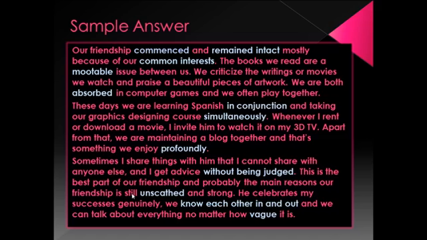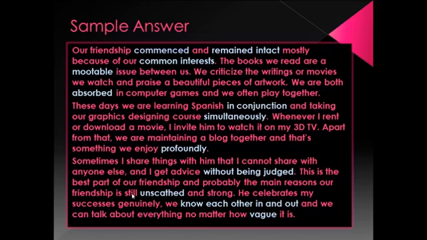So Stuart is definitely not judgmental, and that is the reason this person can share anything and everything with him. This is the best part of our friendship, and probably the main reason our friendship is still unscathed and strong. Unscathed, very good word. Unscathed means कोई आंच नहीं आई है उस पे, कोई दुष्प्रभाव नहीं आया है उस पे. It is undamaged. It is strong.